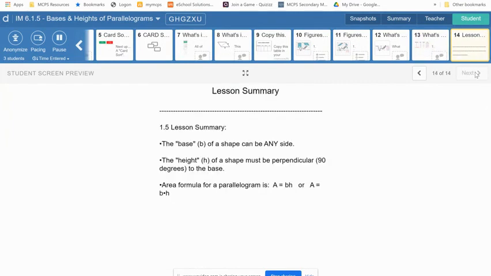Okay, so the lesson summary is the base B of a shape can be any side. The height H of a shape must be perpendicular, 90 degrees to the base. Area formula for a parallelogram is area equals base times height or base times height. When we put letters together, they mean to multiply. When we put a little dot in between either letters or numbers, we're also meaning to multiply.